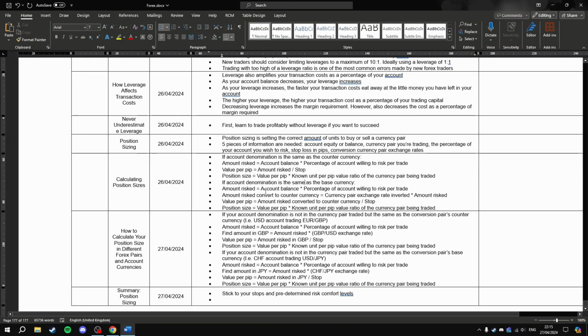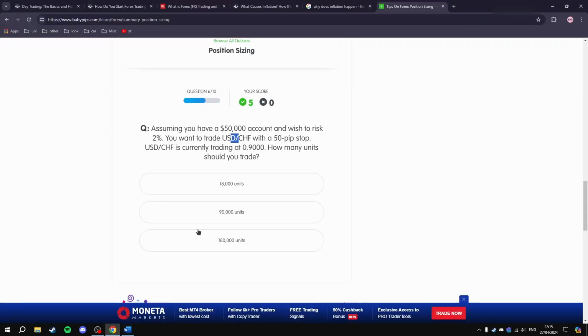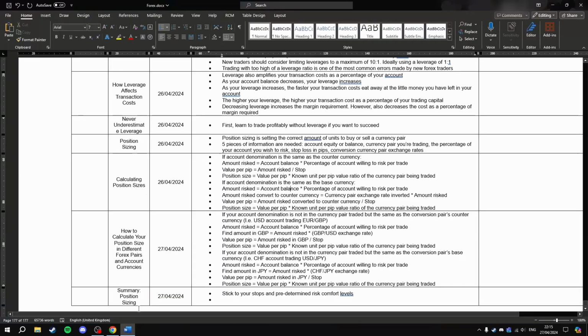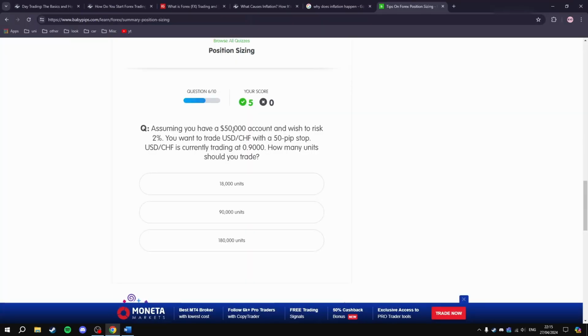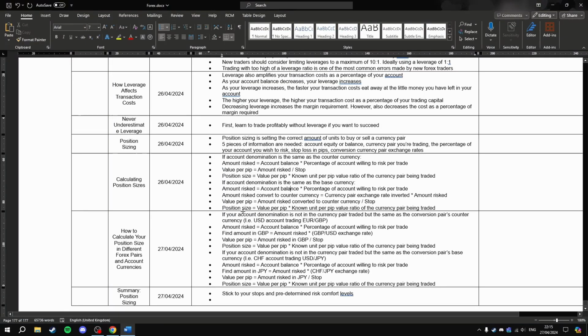So amount risked is equal to account balance times the risk percentage. So 50,000 times 2%. 1% of 50,000 is 500. 500 times 2 is 1,000. So 2% is 1,000. So the amount risked is 1,000.